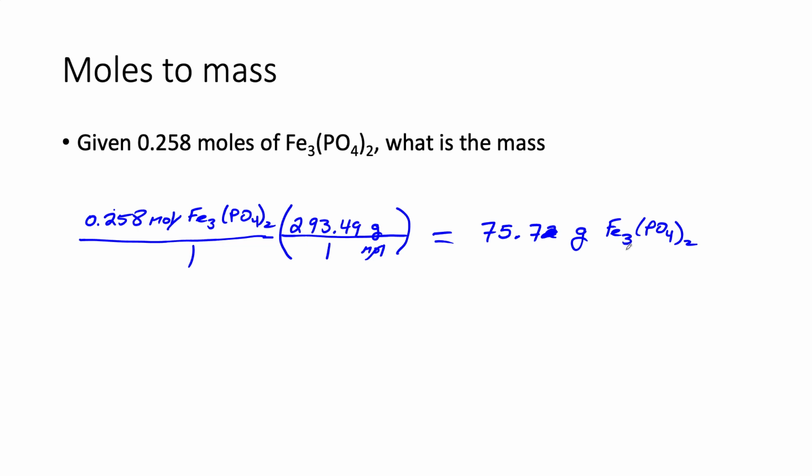Don't get confused by this 3, because that's the charge on the iron. This is the charge on the phosphate, so to balance everything out in the compound, iron 3 phosphate is the actual name. Iron 3 phosphate is just FePO4. So this is how you convert moles to mass of a compound.